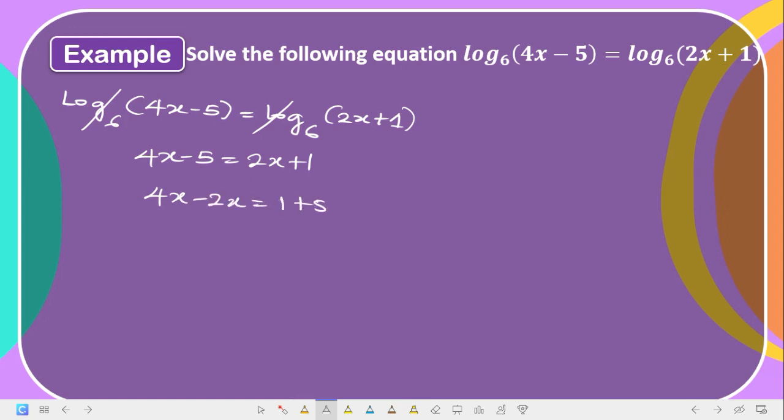1 plus 5. Is that not so? So 4x minus 2x is what? 2x. 1 plus 5 is what? 6. So divide both sides by 2. What are we going to have? Let's cancel this, and n is equals to what? 3. n is equals to 3. x is equals to 3.